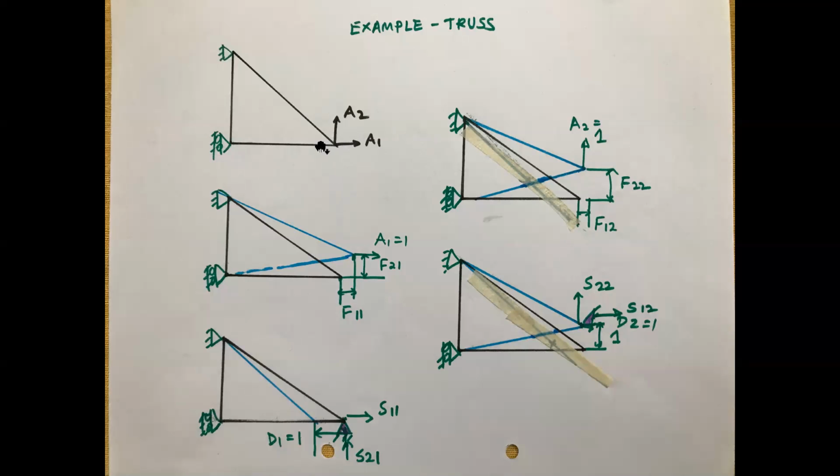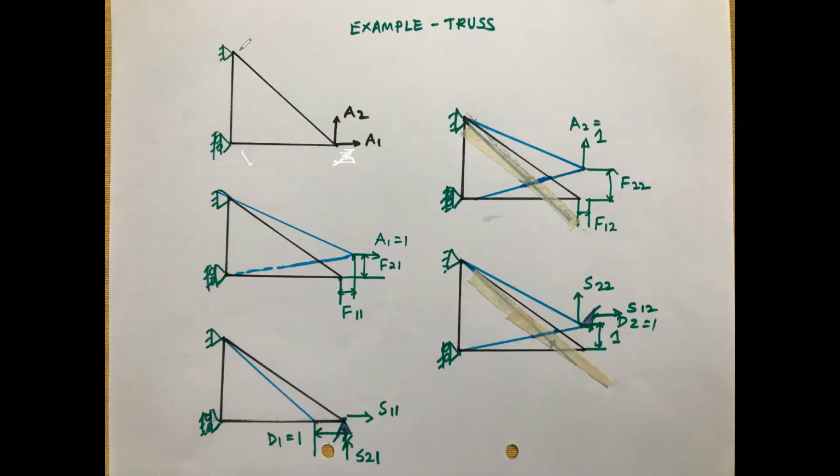So how many kinematic degrees of indeterminacy? 2. No. Total 3. Total 3, yes. Because here there will be 3. Sorry, here it will be 2. Here it will be 1.